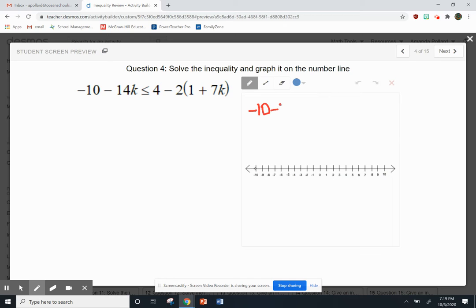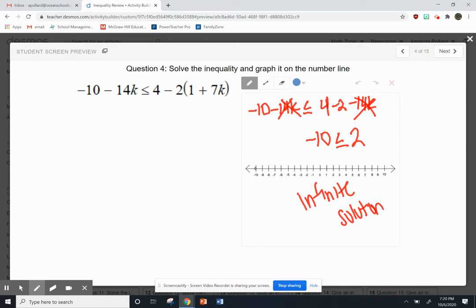Negative 10 minus 14k is greater than or equal to 4 minus 2 minus 14k. So I can add 14k to both sides, and these cancel out. So I get negative 10 is less than or equal to 2, which makes sense. So this will be infinite solutions. And you're not going to graph infinite solutions. You can say that it goes from here to here if you wanted to, but no solution, infinite solution, we're just never going to graph.